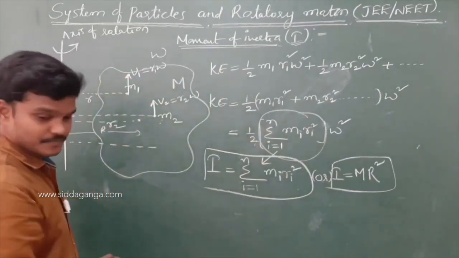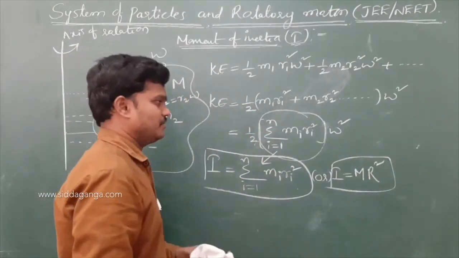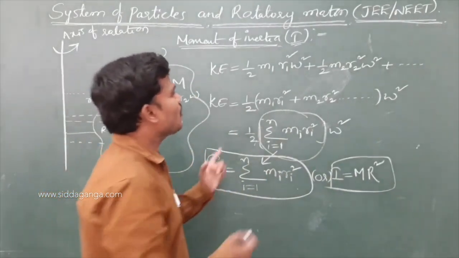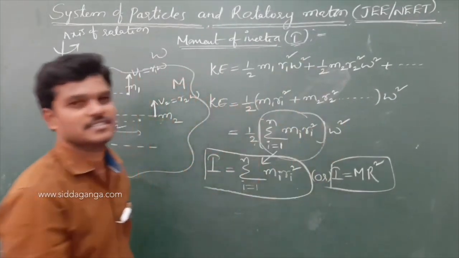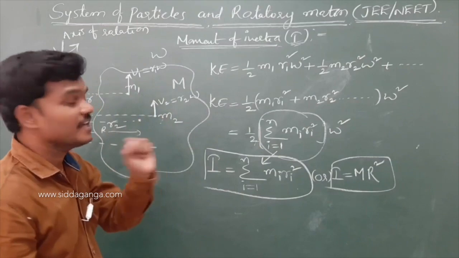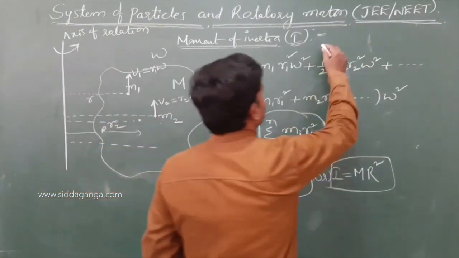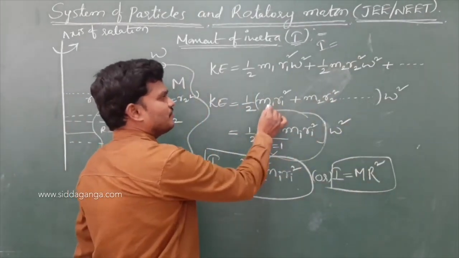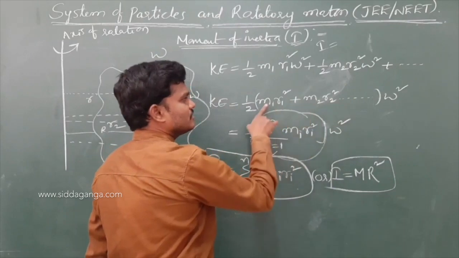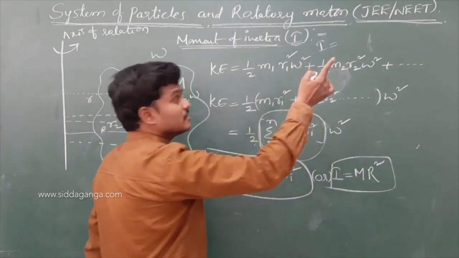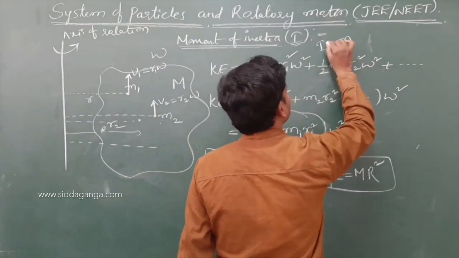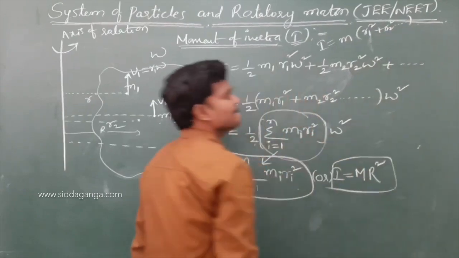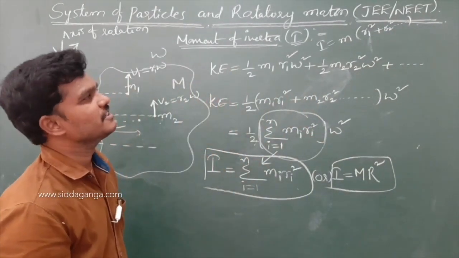Let me continue with some problems based on this moment of inertia. If all particles have the same mass, if all particles are identical, then we can write the moment of inertia as m1 r1 square plus m2 r2 square, and so on. Write m1, m2 as m, and take that m out: m times (r1 square plus r2 square, and so on). If all are identical, you will get the moment of inertia like this.